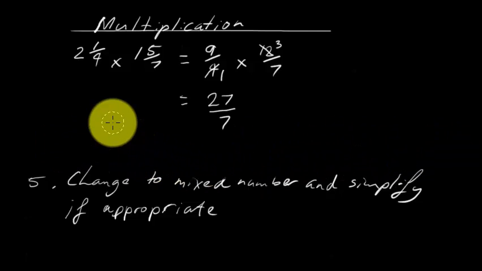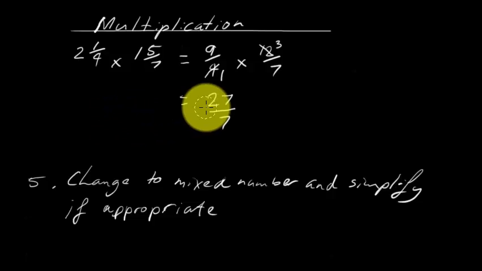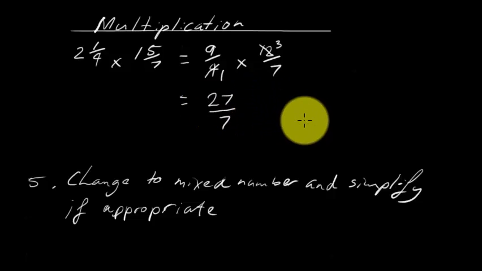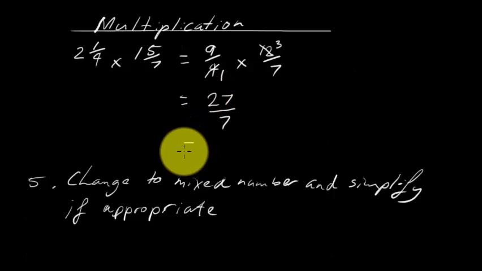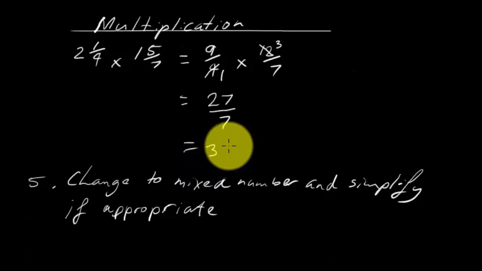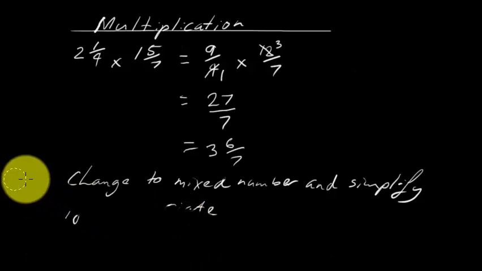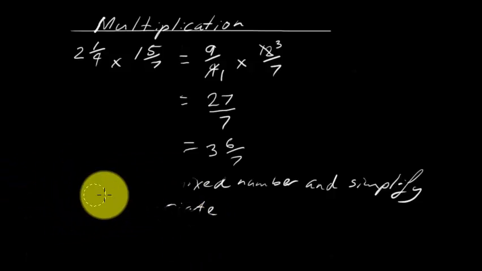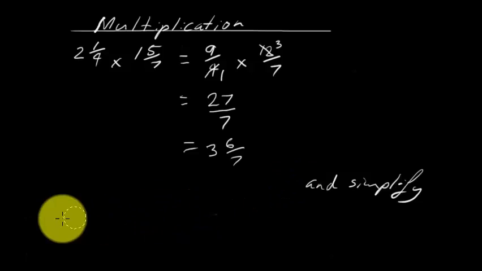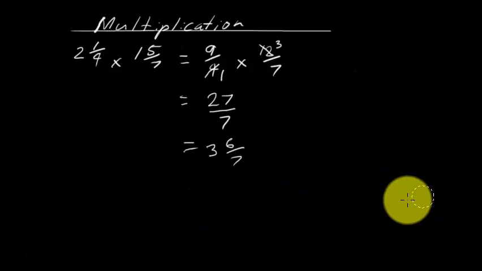So our fifth step says change to a mixed number and simplify if appropriate. So we can convert this improper fraction, 27 over 7, to a mixed number. We'll do that now. So that will be 3 times 7 is 21, and then we're left with 6 over 7. Okay, so that covered our last rule. If you follow these steps one at a time very carefully, you won't go wrong.